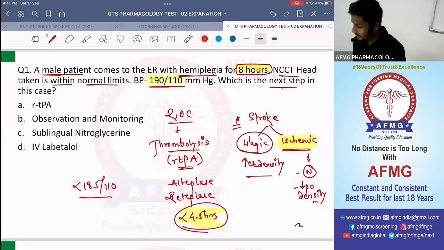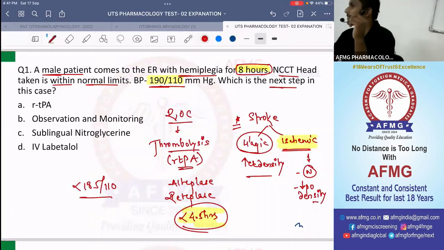Okay, and the BP is also high. So here, even if the patient would have presented to me within 3 hours of symptom onset, for example, and the BP was this high, the first management would have been to lower the blood pressure, and then I would have gone for thrombolysis.